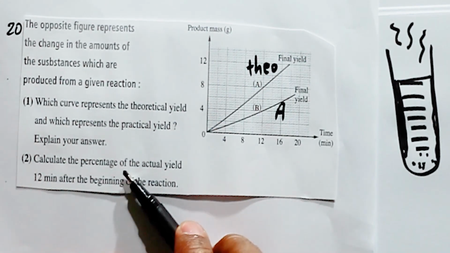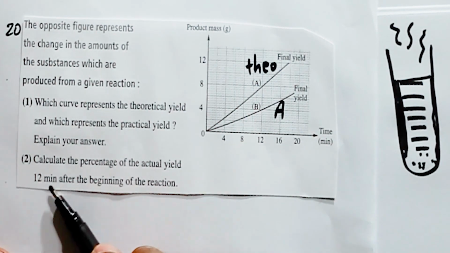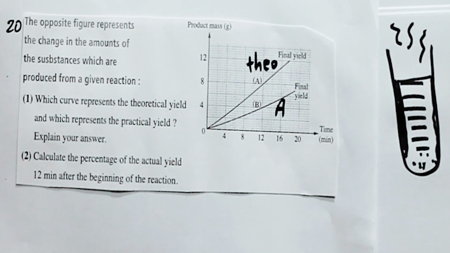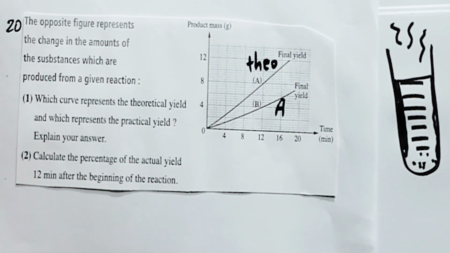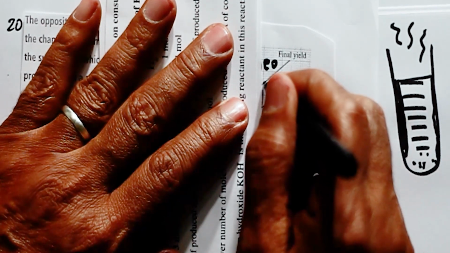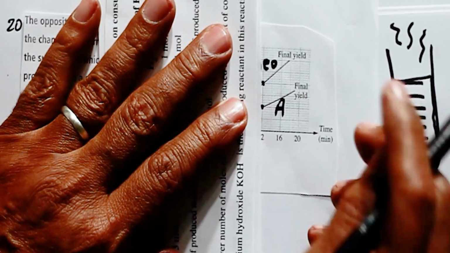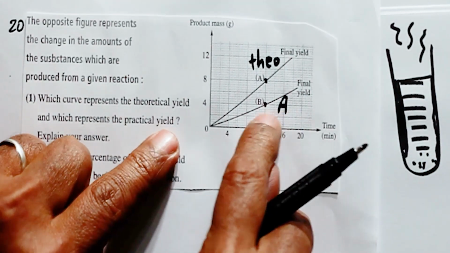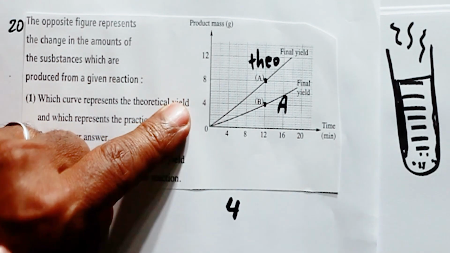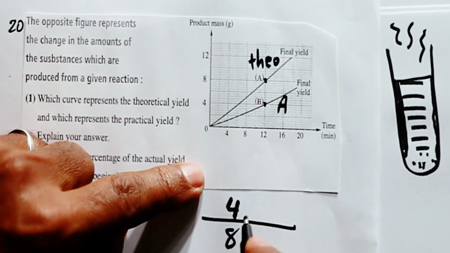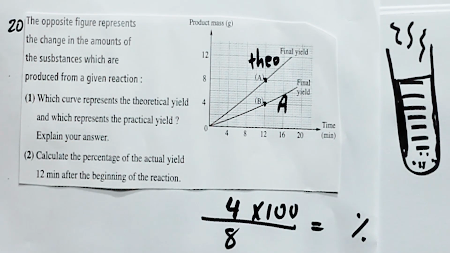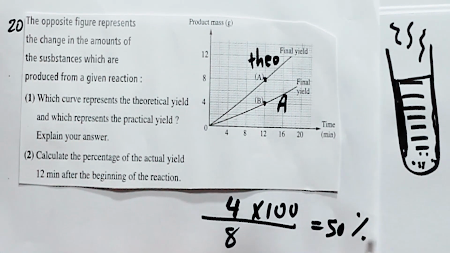Calculate the percent of the actual yield 12 minutes after the beginning of the reaction. At 12 minutes, we can use a ruler: put a point on the first curve and the second curve. A is 4, B is 8. 4 is the actual yield, 8 is the theoretical yield, times 100. The percent equals 50%.